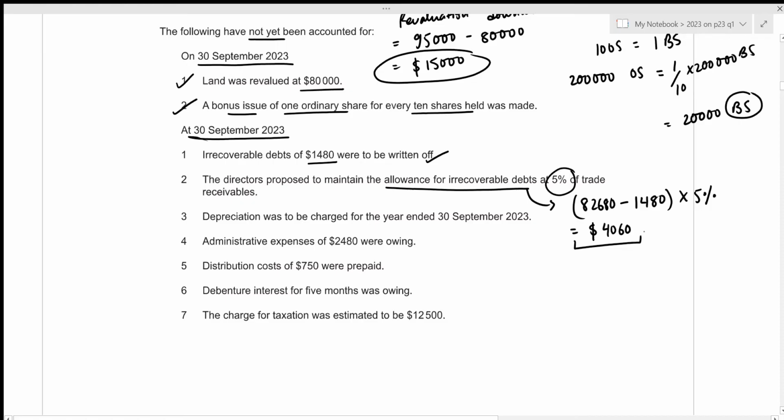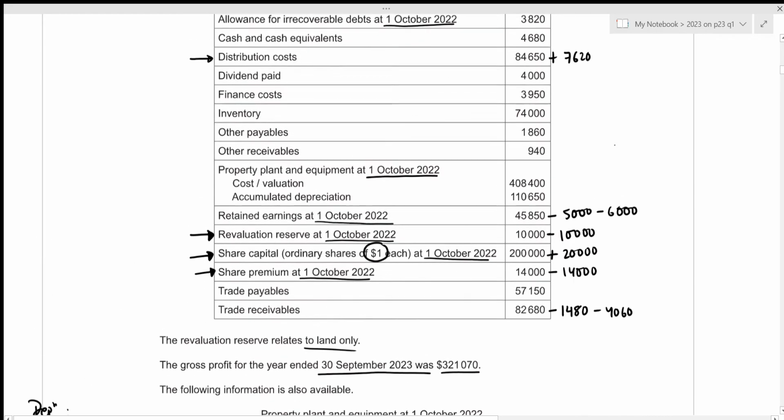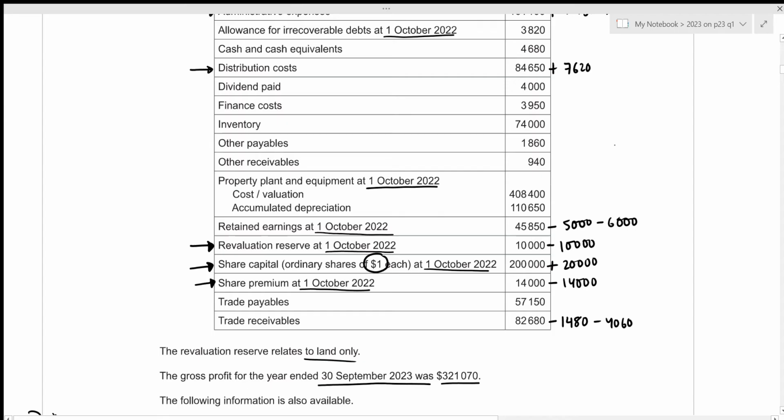And remember, the closing allowance for irrecoverable debt should also be subtracted from trade receivables while showing its value within our statement of financial position. So I'm just going to subtract the 4,060 here as well. Now we need to compare our closing allowance for irrecoverable debts to our opening allowance for irrecoverable debts and figure out whether there has been an increment or a decrement.